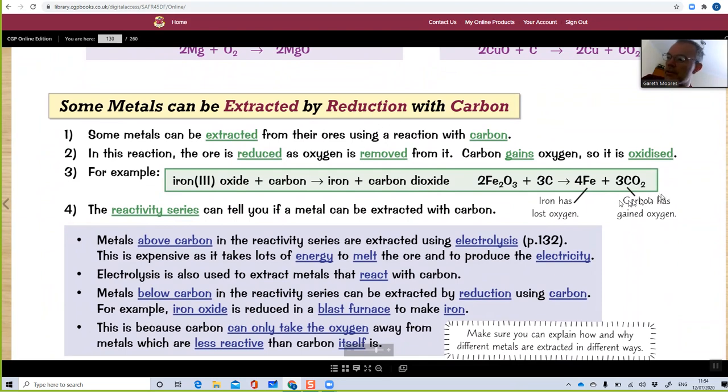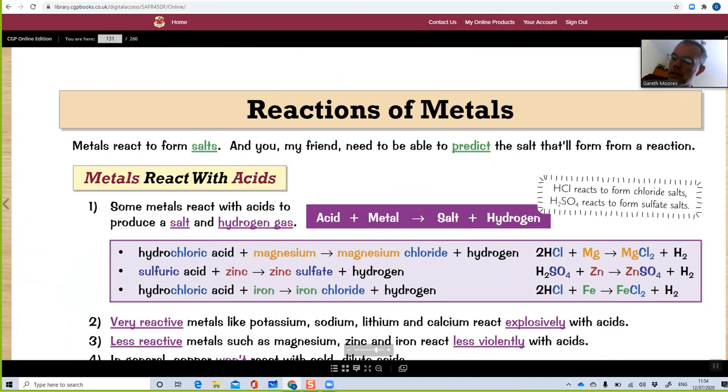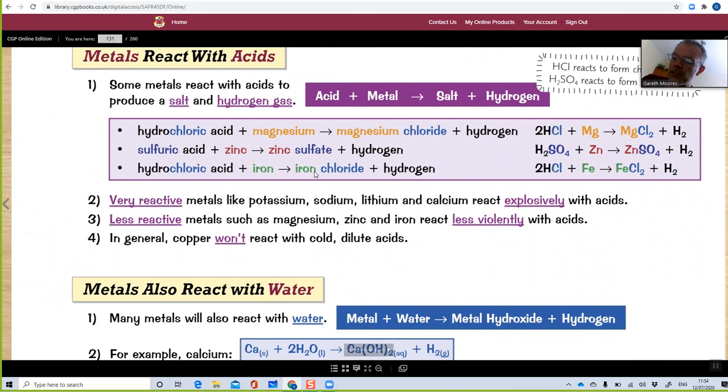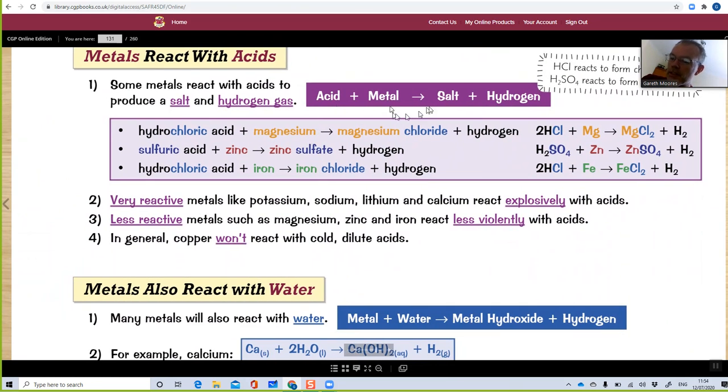Again, you're going to have to read through it. We've done it, but you're going to have to read through it. Okay, different reactions of metals. Here we talked about acid plus metal makes salt plus hydrogen. You've just got to look at the things here. Look, hydrochloric acid and magnesium makes magnesium chloride. Why is it hydrogen?